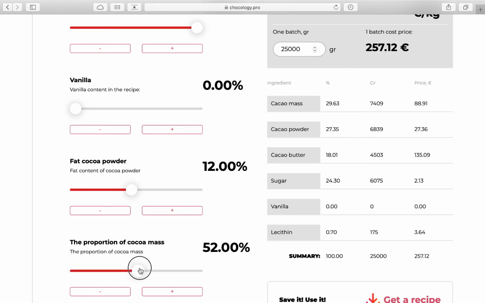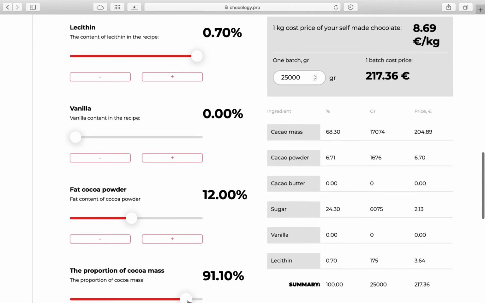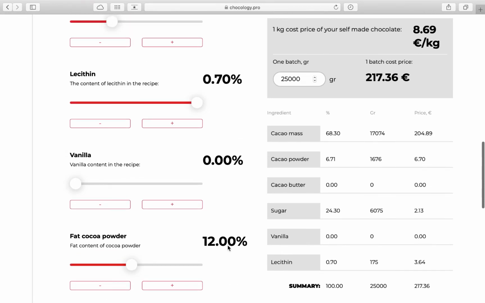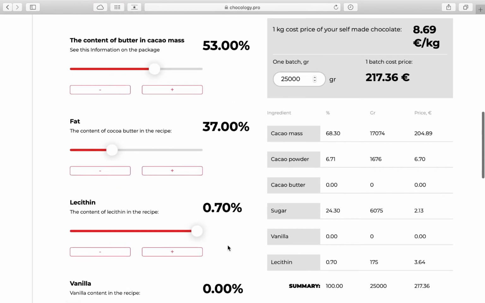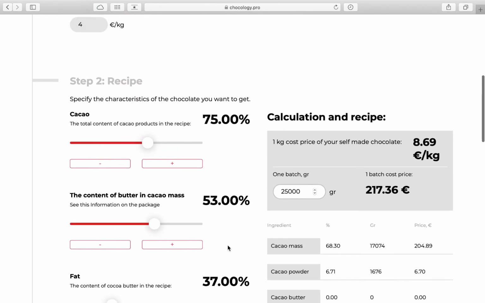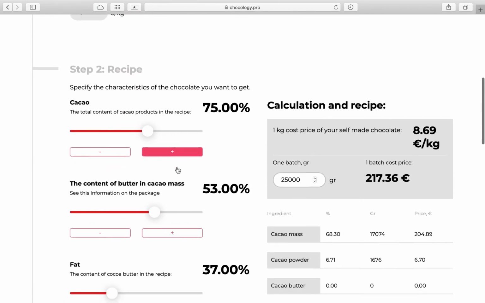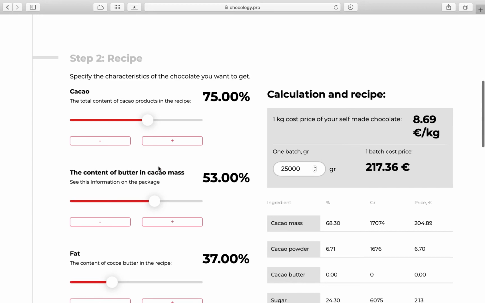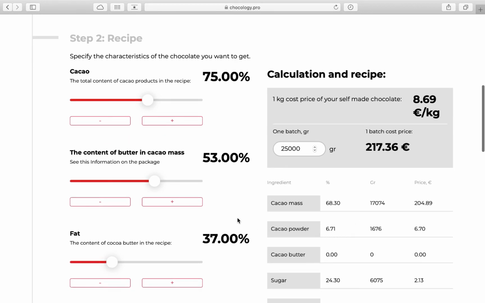Look, I can't put this indicator to 100%, so that only cacao liquor is used in the chocolate recipe. This is due to the fact that our parameters, which we have indicated, the content of cacao products in the recipe, the content of butter in the cacao liquor, total fat content, don't allow us not to use cacao powder in the recipe. So it's not a calculator's mistake. It's not some wrong data you indicated. It's simply impossible to do otherwise.